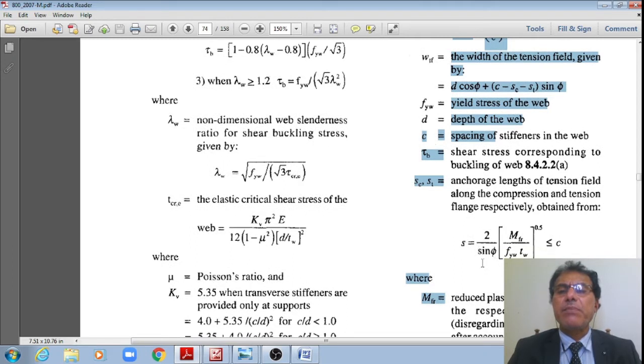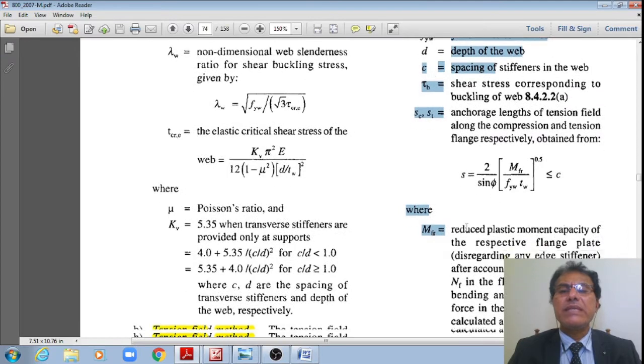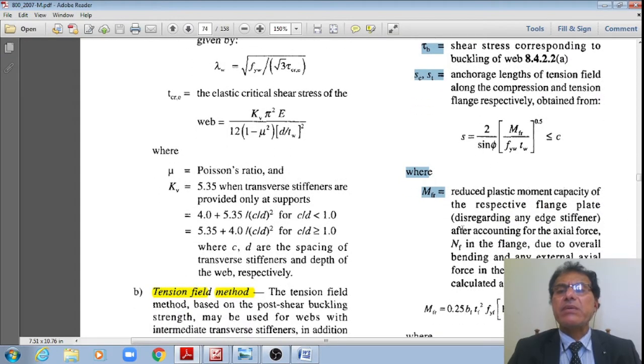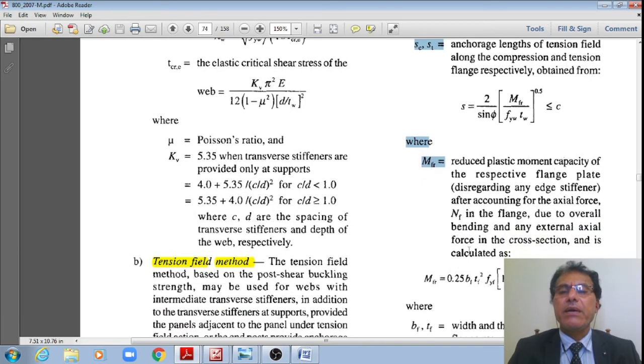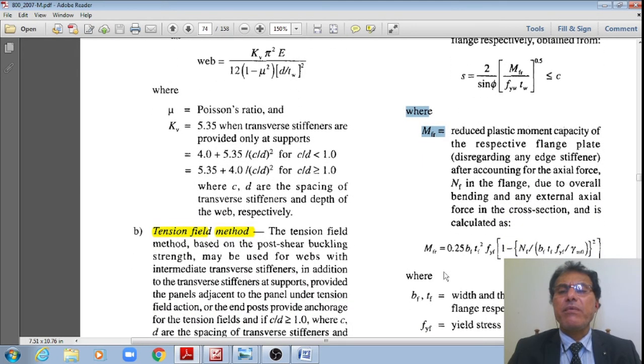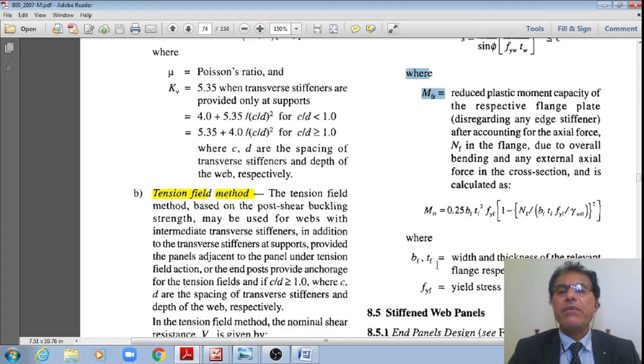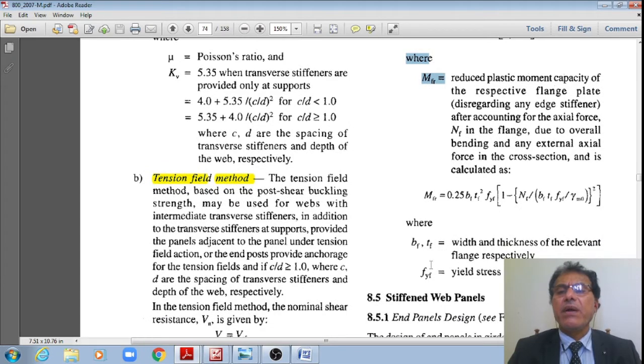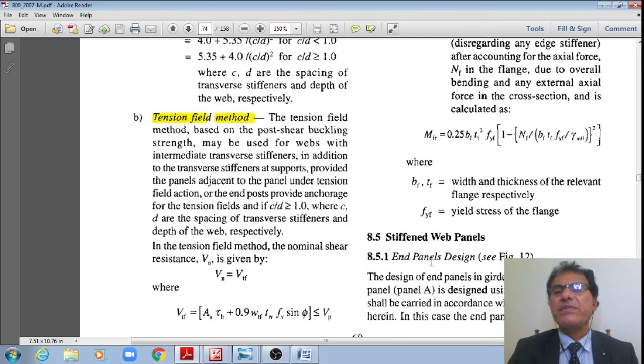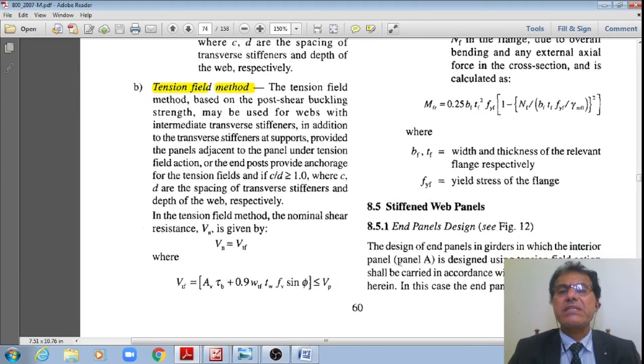s is equal to 2 divided by sin phi multiplied by the square root of M_fr divided by f_yw t_w, which should be less than or equal to c, and M_fr is the reduced plastic moment capacity of the respective flange plate, which is given by this formula of 0.25 b_f t_f squared f_yf multiplied by 1 minus (N_f divided by b_f t_f f_yf divided by gamma_m0) whole squared, where b_f and t_f are the width and thickness of the relevant flanges, and f_yf is the yield stress of the flange.